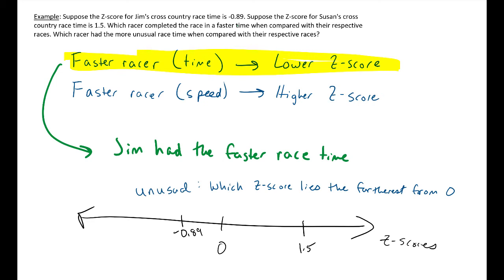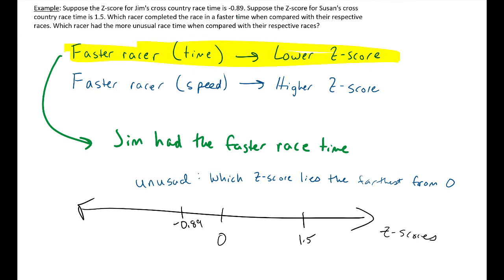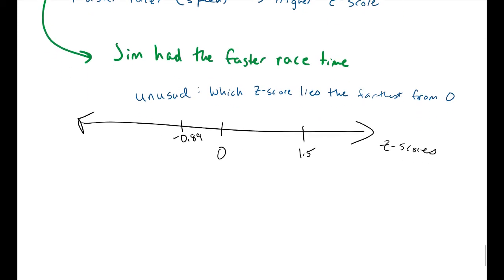As we look at our two z-scores here, you can clearly see that the 1.5, the positive 1.5, I'm sorry, y'all, that's farthest, you can see that the 1.5 z-score is farther away from 0 than the negative 0.89. Therefore, the more unusual z-score goes with the more unusual data value, goes with Susan. So Susan had the more unusual race time.